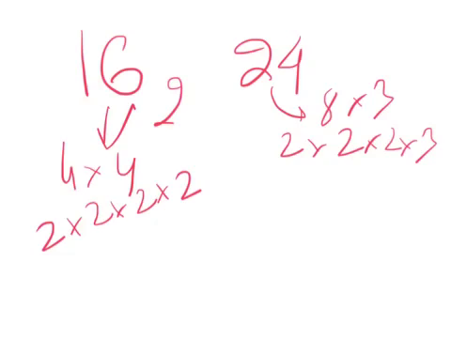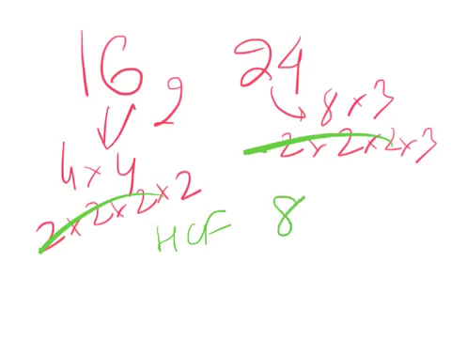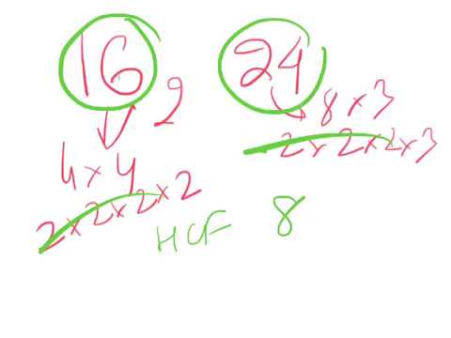Alright, HCF. 2 2 2 is 8. I can also do it from here only. The common factor is only 8. You can do that also, but let's start from scratch. The HCF is 8. The LCM will have the 8 for sure.